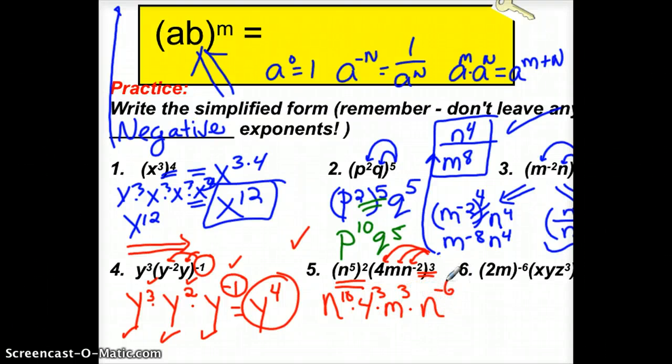Okay? All of these are good, except this one needs to get sent to the basement. I also talked to you about how, for proper grammar, we like to put our numbers out front. So I'm going to have 4 to the third, n to the 10th, m to the third, send it to the basement to be more positive. And I'm done with that one. All right, now this one's good.